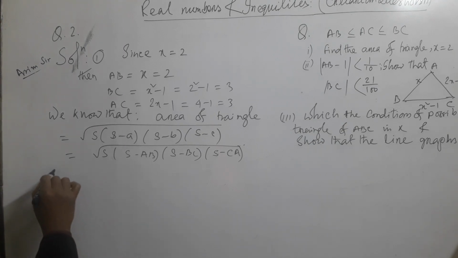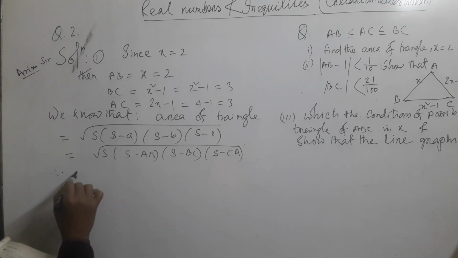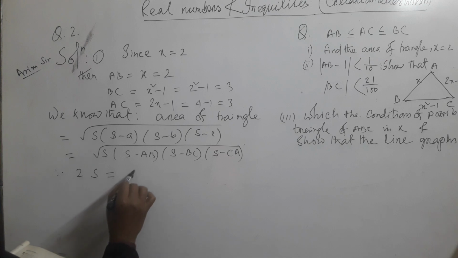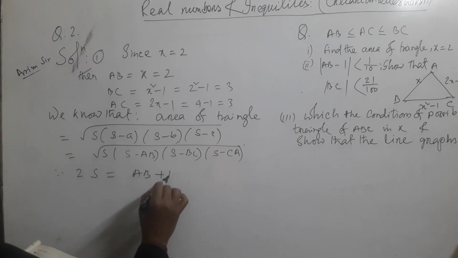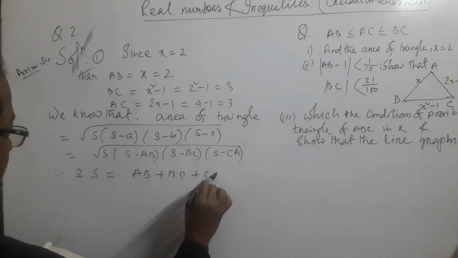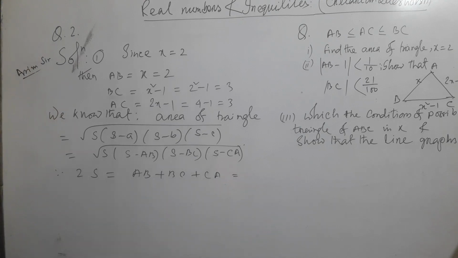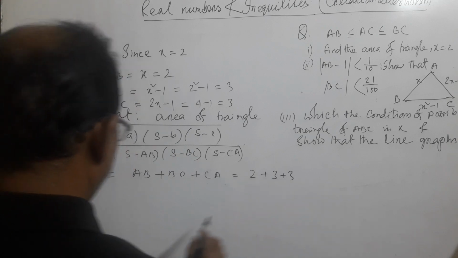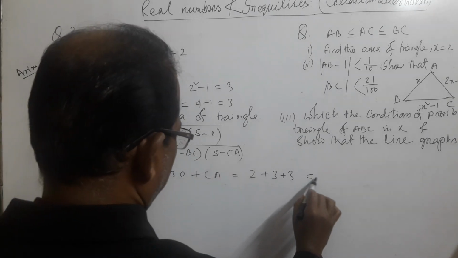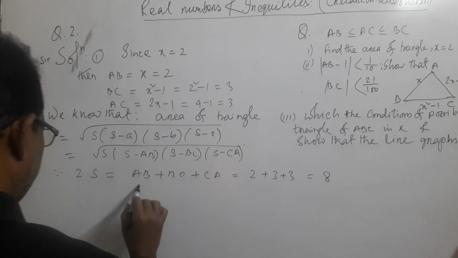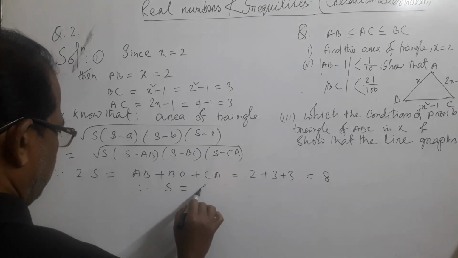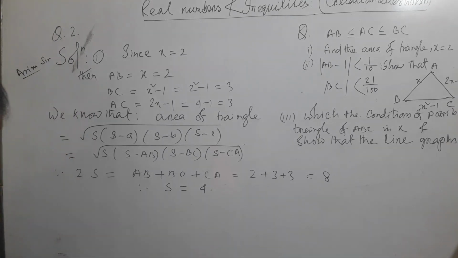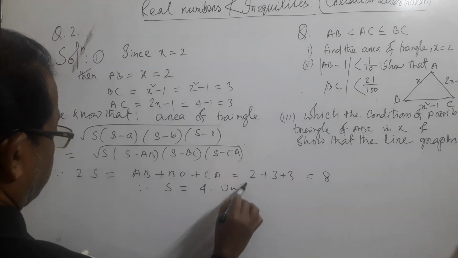Here 2S equals AB plus BC plus CA, which equals 2 plus 3 plus 3, equal to 8. That's why S equals 4. It is the easiest thing. And the unit is square unit.